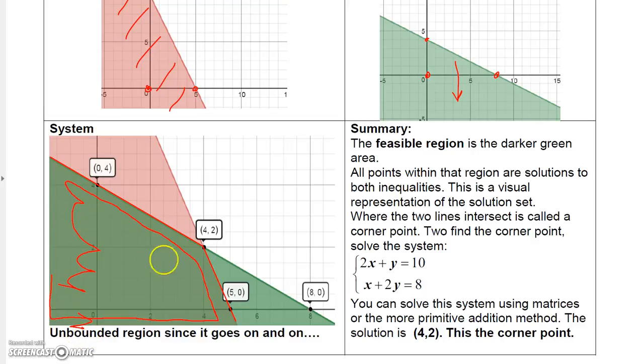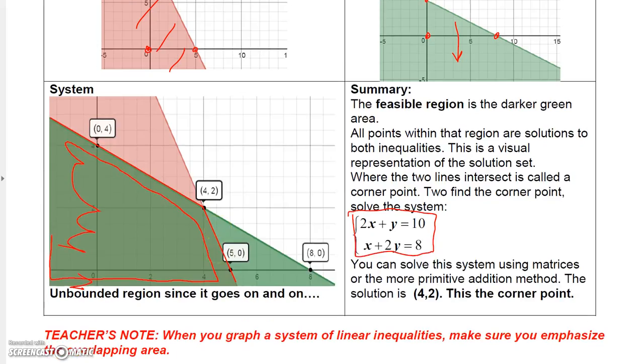Now again, it has what we call a corner point right here. The corner point is really just a vertex. It has a corner point right here of (4, 2). And again, to find that corner point, you simply solve the system that makes up that point, which would be these two equations, and you would get that point (4, 2), which is the corner point.